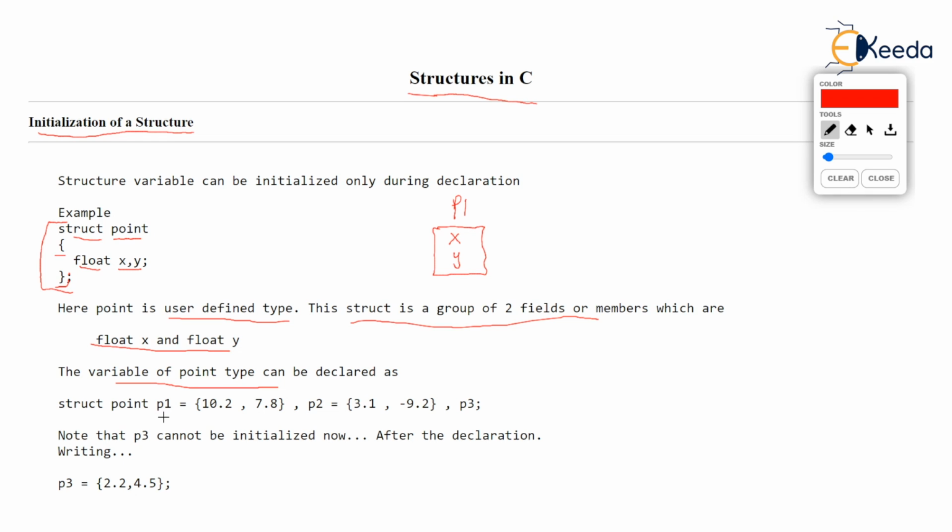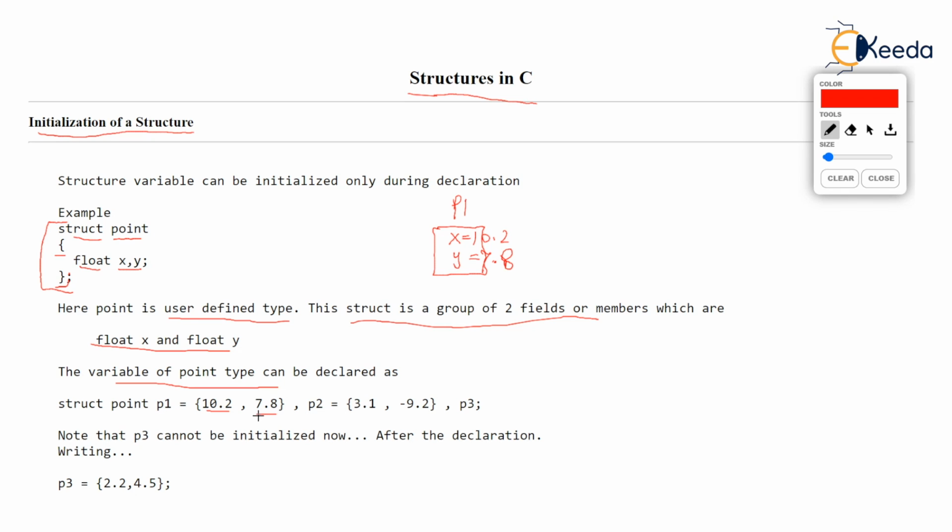We can instantly initialize p1 using curly brace open and curly brace close, giving the values separated by commas. So the first value obviously will be the value of the first member x, and the second value will be the value of the second member y. So in this case, x will be 10.2 and y will be 7.8. So that's the way you initialize a structure. While declaring a structure variable, you can equate it to curly braces. Within the curly braces, you can give values separated by commas.